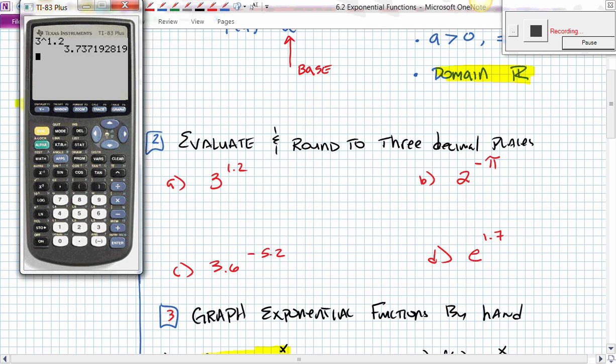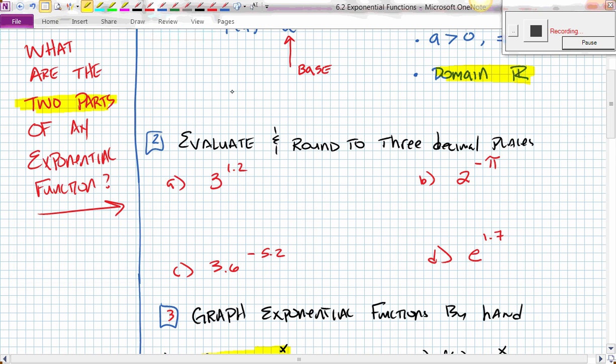And if I round that to 3 decimal places, Andrea, what do you think you get if you round that to 3 decimal places? 3.737. There you go. It's just that easy, right? So we're going to use about 3.737. So right now in your little family of groups here, this is your family, go ahead and do B, C, and D. See if you can find the pi button and see if you can find the E button.